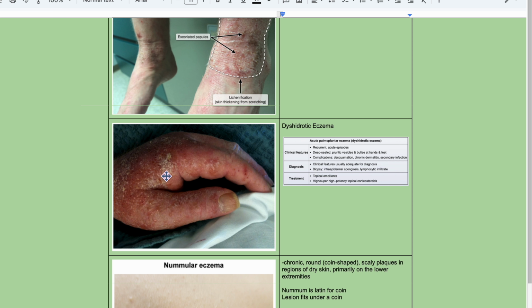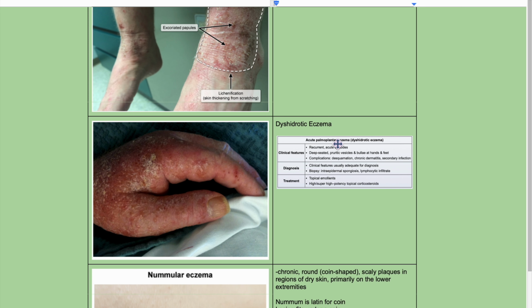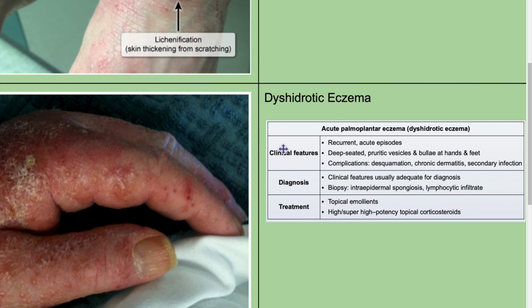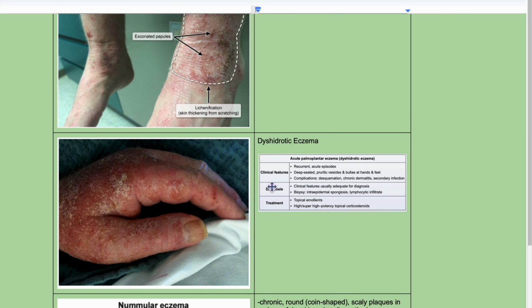This is eczema. Okay. So acute palmoplantar eczema. Clinical feature here is recurrent acute episodes, deep-seated pruritic vesicles and bullae on the hands and feet. The complications are desquamation, chronic dermatitis, and secondary infection. This is the important stuff. Mostly this is what you need to worry about, diagnosis and treatment. You don't need to really identify it most of the time. They just ask you how you would treat it.